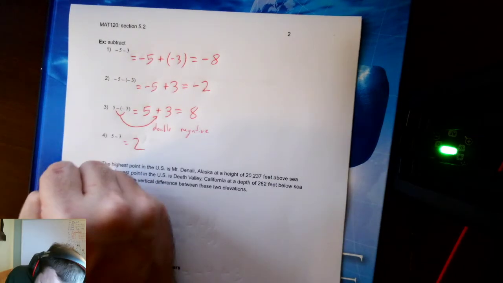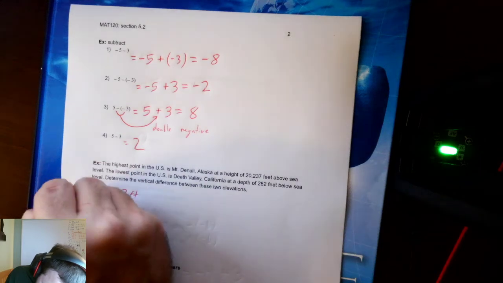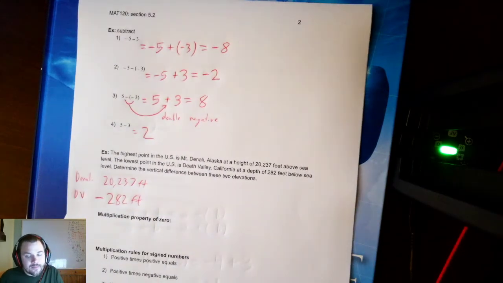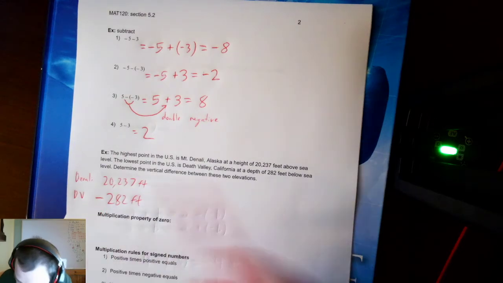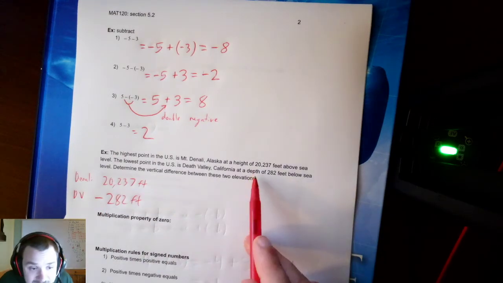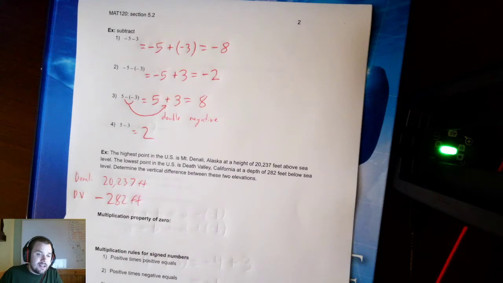So this was Denali, and this was Death Valley, right? How did I know it was negative? Below and depth both hinted that the number was negative, right? Those are terms that tell us it was below sea level. It was a negative number.